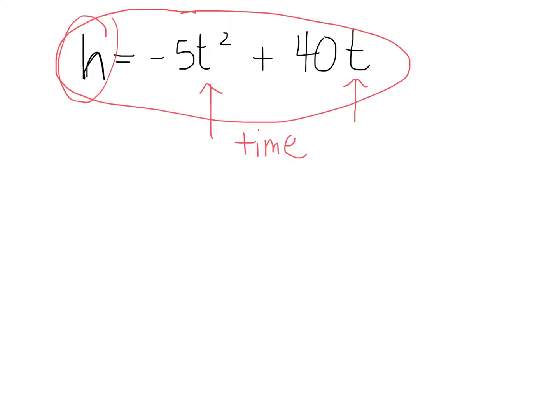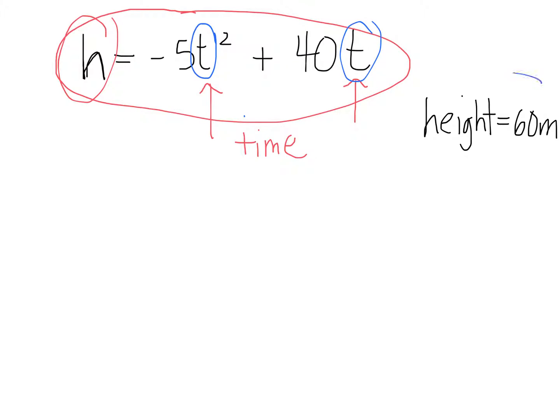So the question asks us, when will her rocket reach a height of 60 meters? If we want to know when it reaches that height, we need to figure out which variable? T. We want to know the length of time it takes for her rocket to reach a height of 60. So we're given the height. If you're given the value of h, what would you do with that information? Plug it into the equation. So that's the first step.